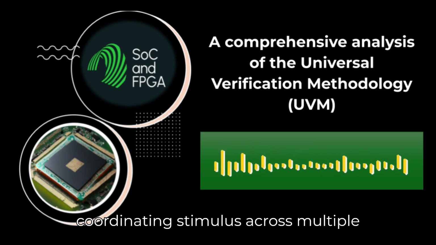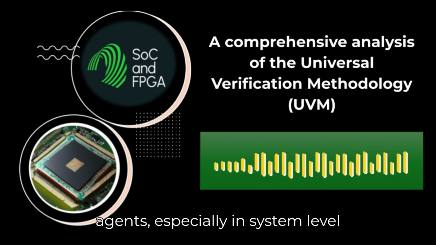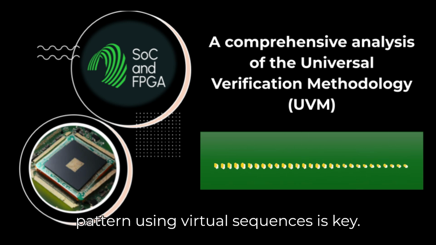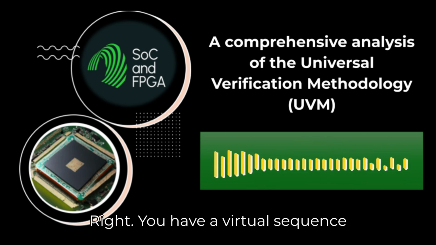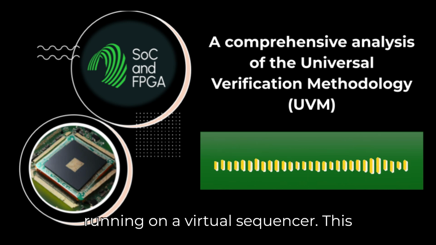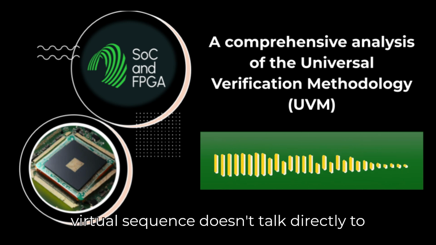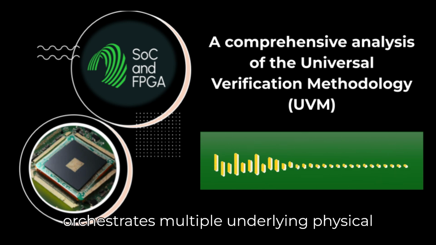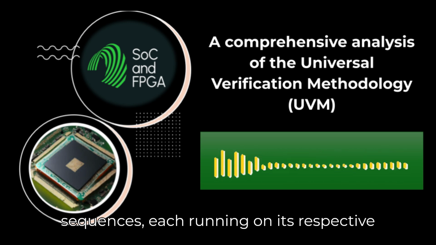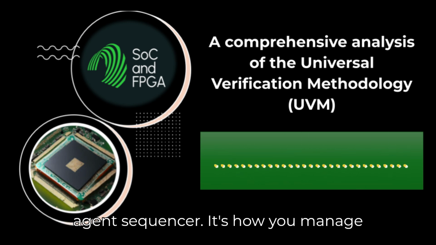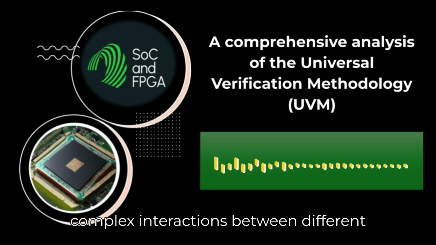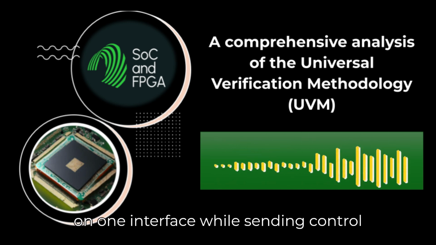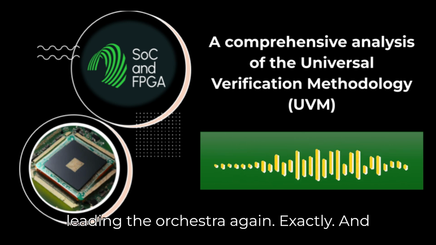Nice. What else? For coordinating stimulus across multiple agents, especially in system-level environments, the stimulus coordination pattern using virtual sequences is key. We mentioned virtual sequences earlier. Right. You have a virtual sequence running on a virtual sequencer. This virtual sequence doesn't talk directly to drivers. Instead, it controls or orchestrates multiple underlying physical sequences, each running on its respective agent sequencer. It's how you manage complex interactions between different interfaces, like starting a DMA transfer on one interface while sending control messages on another. The conductor leading the orchestra again.